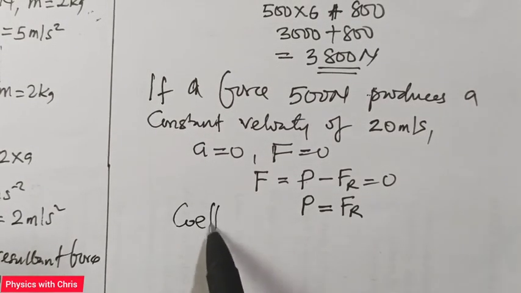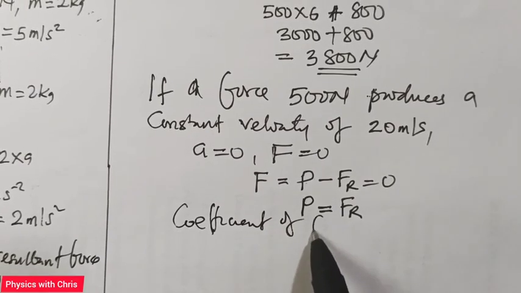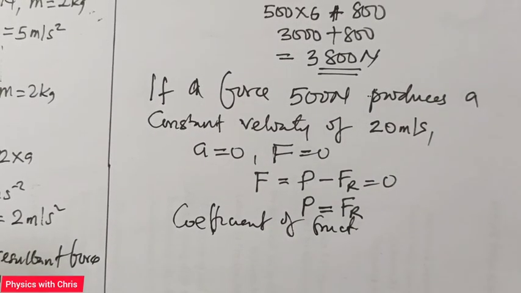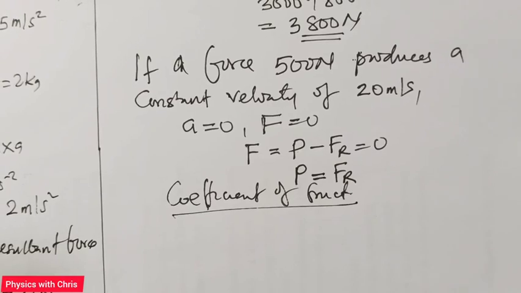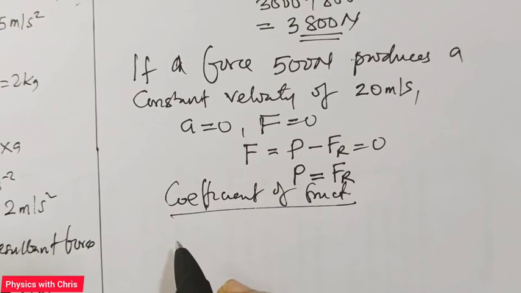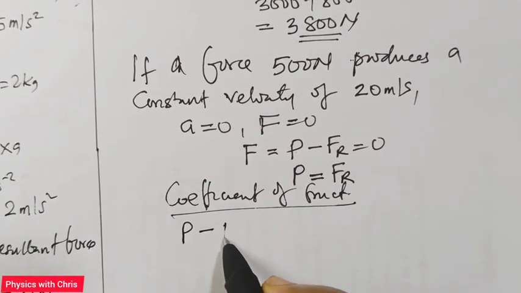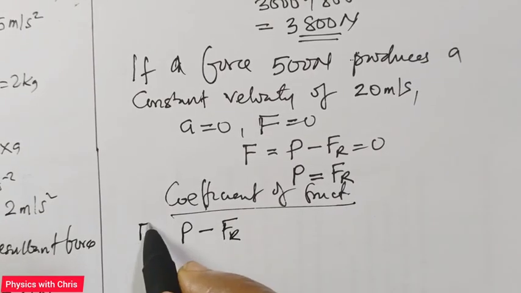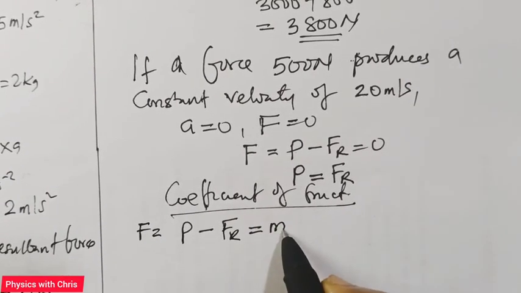Okay, how about some cases where you are asked to calculate the coefficient of friction between two surfaces? How do you go about that? Now, in that case, we have P minus Fr, which is your resultant force, is equal to mass times acceleration.